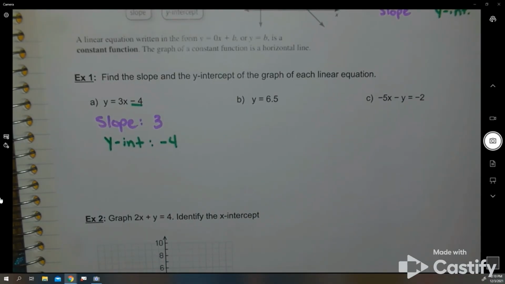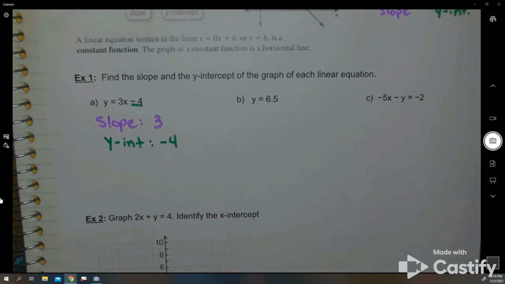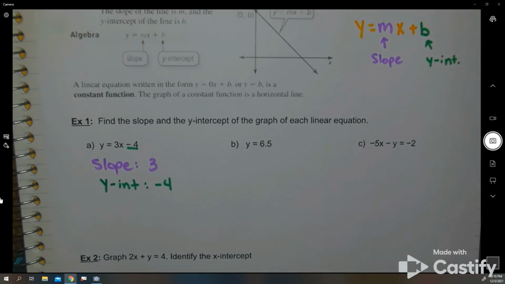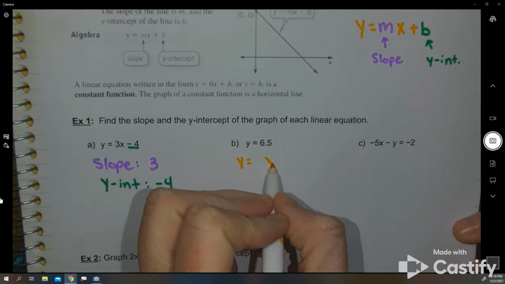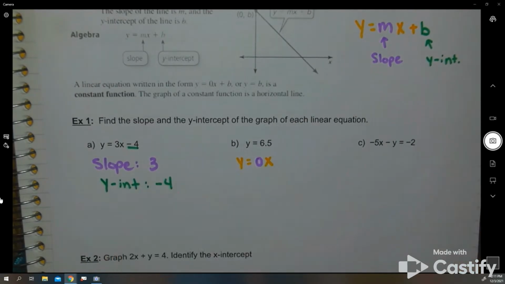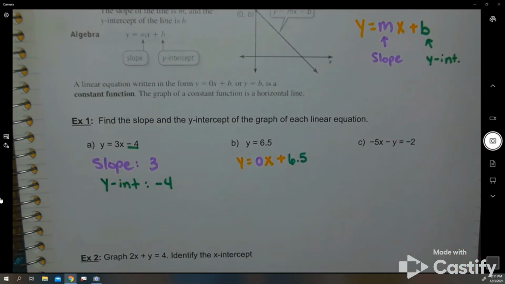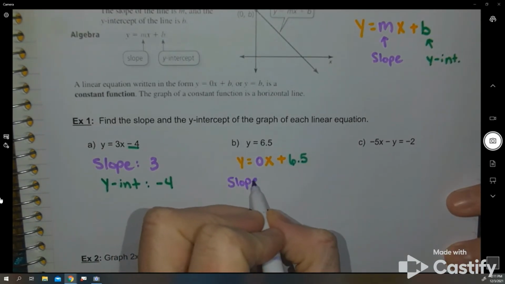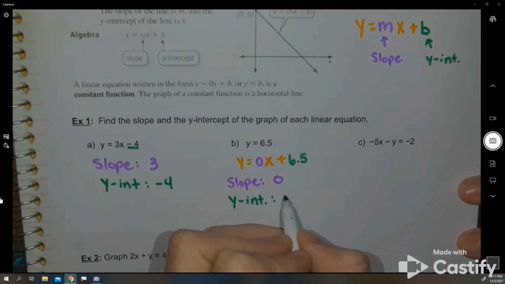For question B, in example 1, our equation looks kind of similar to our slope-intercept format. However, we don't see the slope times x in there. The reason for that, as we've touched on in the past, is because in this instance, in order for x to completely disappear, the only thing we can do is multiply by 0. So another way to write this equation is y equals 0x plus 6.5. If we write it that way, then we discover that the slope is 0 and our y-intercept is 6.5.